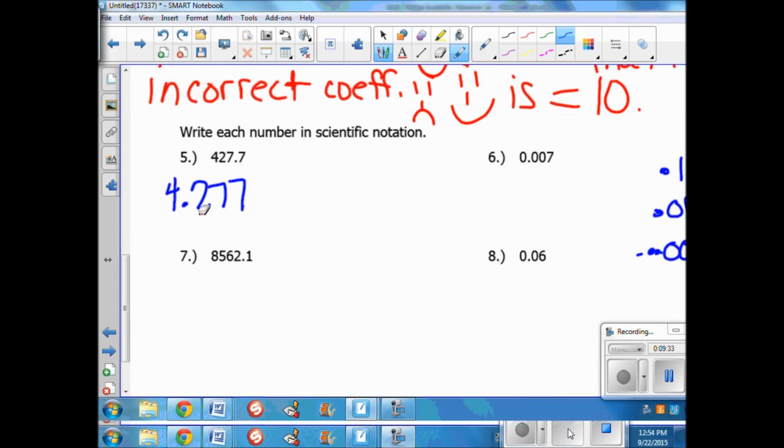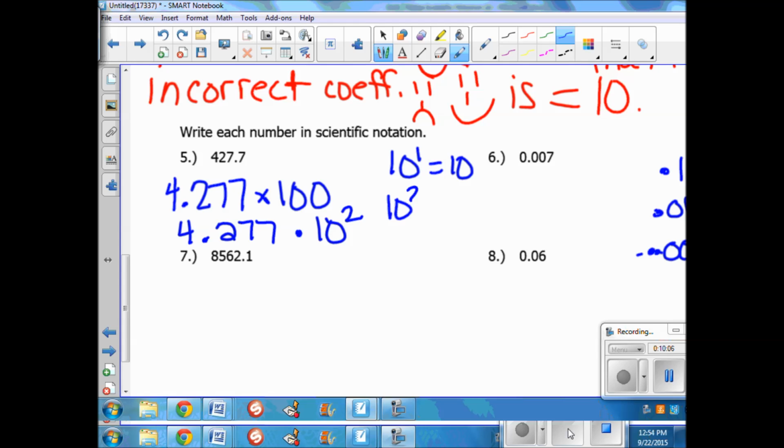but never equaling 10. So I need to move that decimal. So my coefficient is good. Times, now when I read that to start, I said 427. So that's multiplied by 100. So 4.277, our coefficient looks good, times, now 100, you know, is 10 squared. Okay, so 10 to the first is 10. 10 to the second, 100. 10 to the third, 1,000.